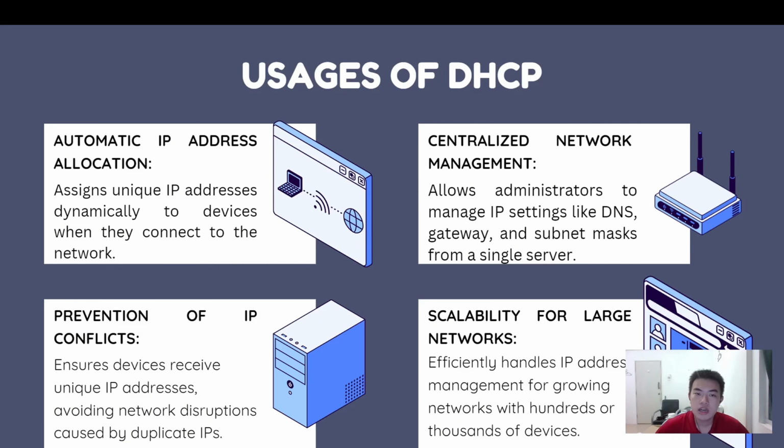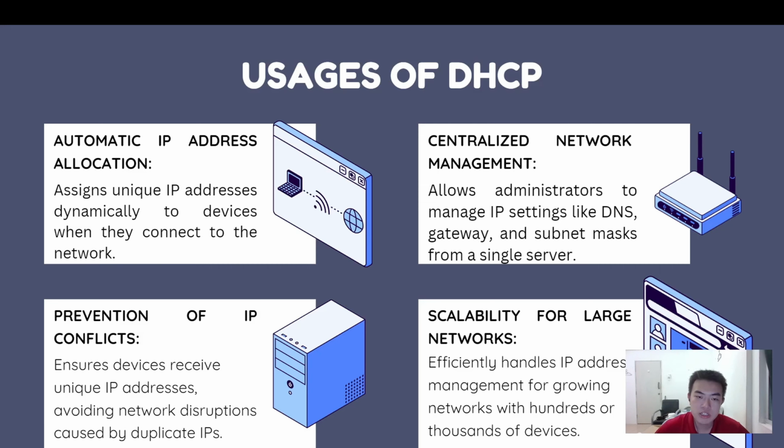The second usage of DHCP is centralized network management. With the assistance of DHCP, network administrators can manage important configurations like DNS servers, gateways, and subnet masks from a single server. This centralization simplifies managing complex networks.